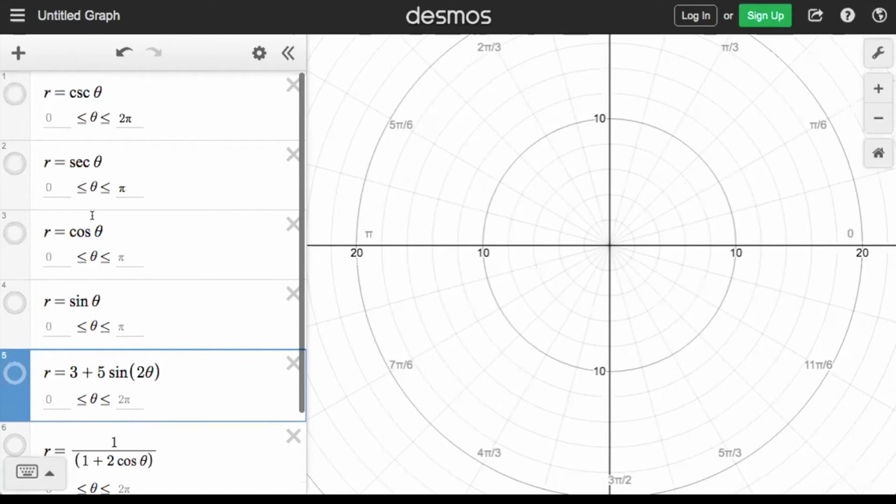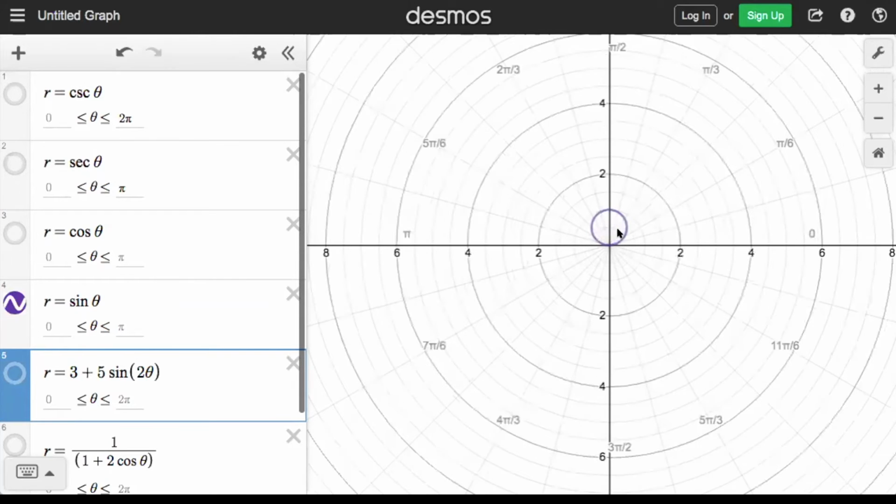And let's take a look at these. What do you think's going to happen if I make this r is equal to sine of theta? It's a little tiny circle. Kind of cute. Okay. So what do you think will happen with cosine? Would it be flipped? Kind of, yeah.